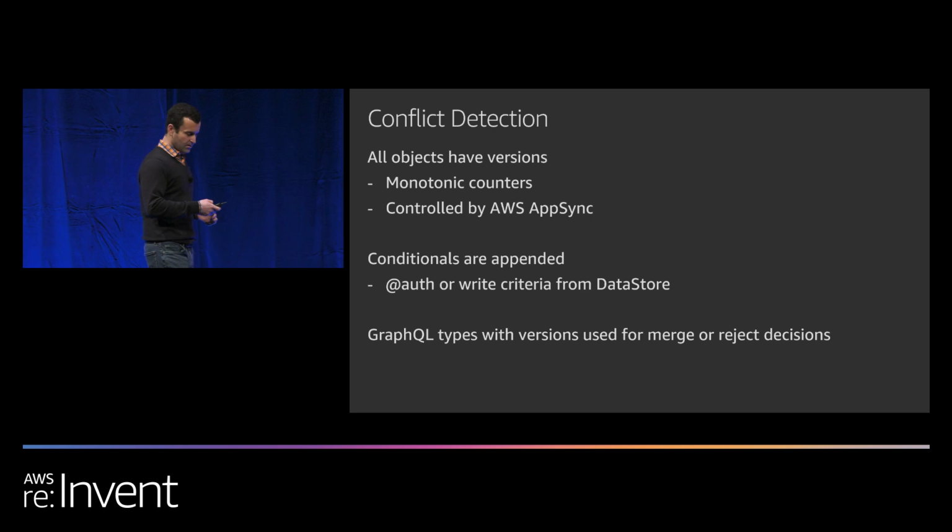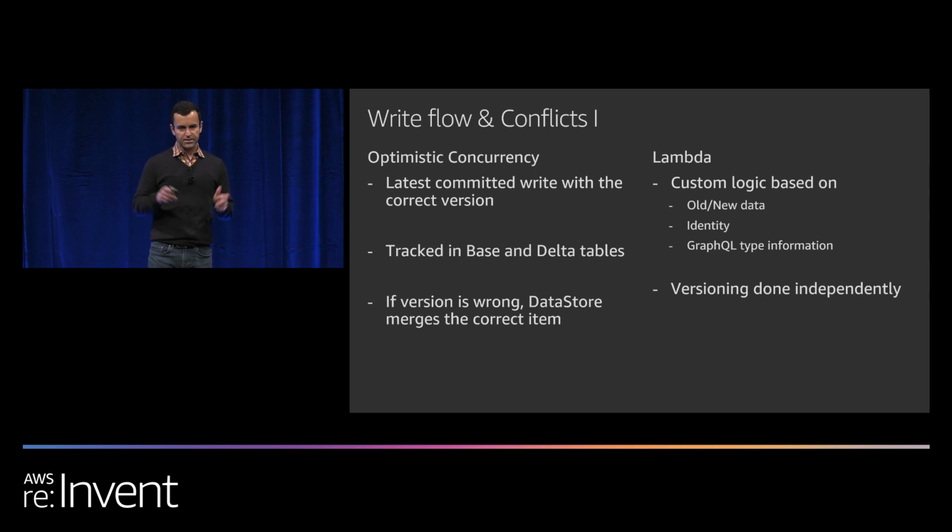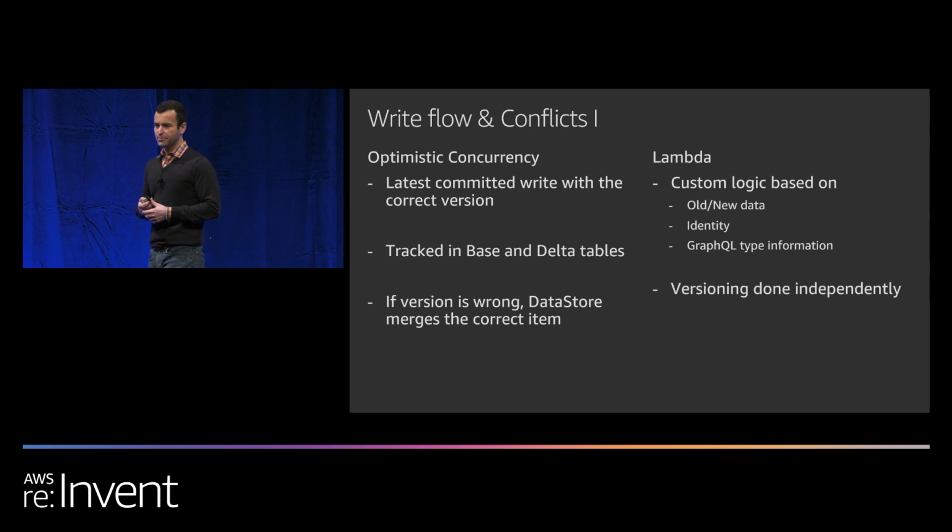And I'm going to talk about here in a second how we do the GraphQL type information. So the first thing is just kind of an improvement on what we did before. We just do it automatically in the system, with optimistic concurrency control, right? So I have this entire object that I'm reading and writing, posts with title and rating and things like that. We track this in the base and delta tables.